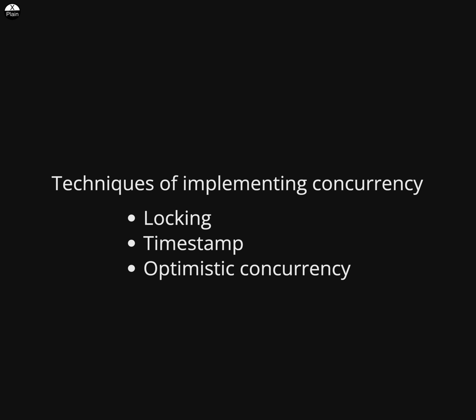There are several techniques for implementing concurrency control in a database. Locking is a technique that allows a user or process to lock a particular row or table while they are accessing or modifying it, preventing other users or processes from accessing the same data at the same time. Locking can be implemented at different levels, such as row level locking or table level locking.